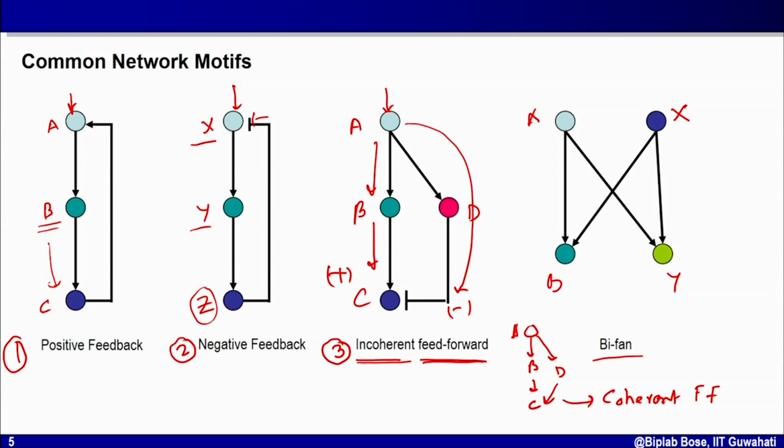So B and Y both are controlled by A and X. Depending upon the dynamics of A and X, B and Y expression will be controlled. What I have shown here are just a few examples of very recurrently occurring network motifs, which we may observe in transcriptional networks, cell signaling networks, as well as metabolic networks. That does not mean that these network motifs are limited to only these four. There are many more, but all of them have this common property.